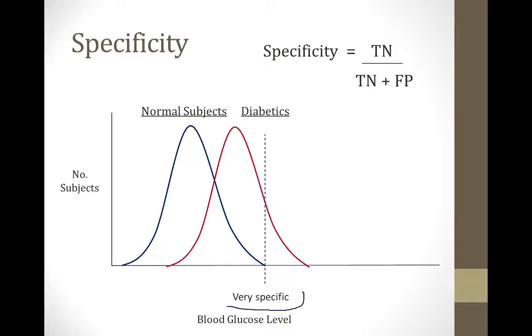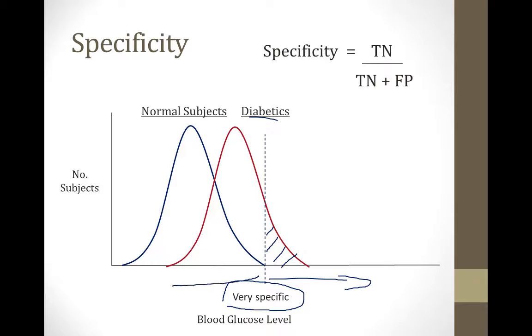For specificity, the situation is the opposite. Recall that I said a high cut point over here is a very specific cut point. And if you are positive on a very specific test like this, which means you're above the cut point, you're most likely a true positive. The only patients that are positive are diabetics. So a specific test gives you a test result that's very specific for diabetes.